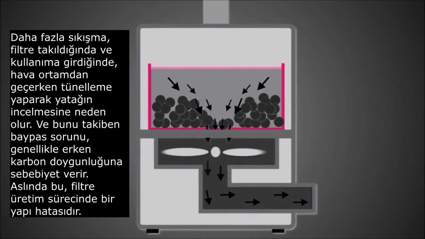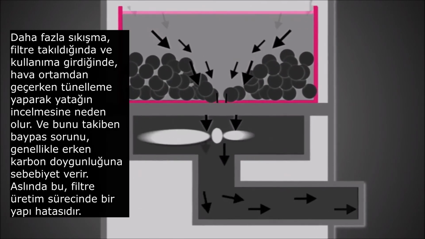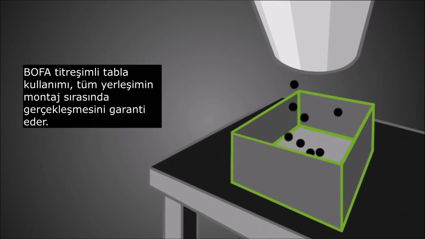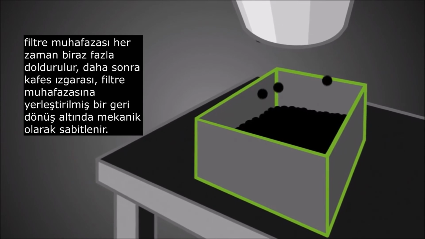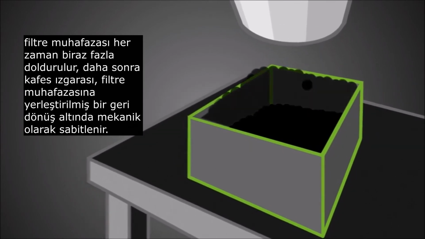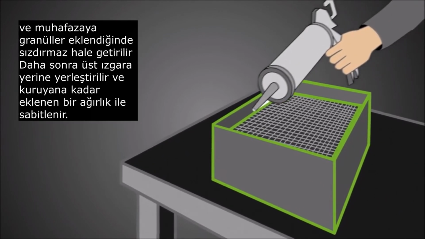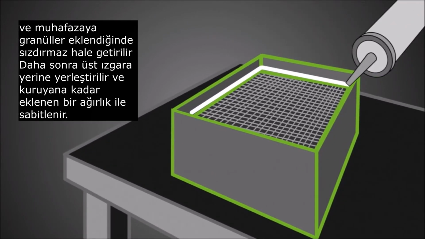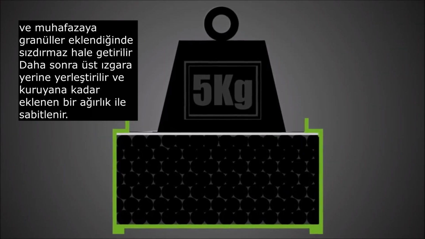The problem is often attributed to premature carbon saturation, where in fact it is a construction fault in the filter manufacturing process. Bofa use a vibrating table to guarantee all settlement takes place on assembly. The filter housing is always slightly overfilled. The mesh grill is then mechanically secured under a return built into the filter housing and sealed. When the granules are added to the enclosure, they become compacted by the constant vibration of the table. The top grill is then placed in position and secured with a weight added until dry.